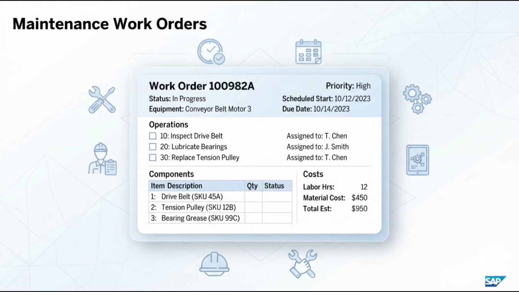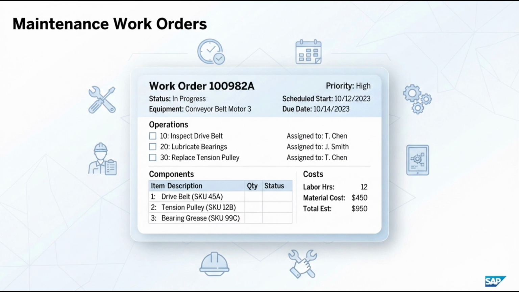Proper use of work orders gives management full visibility of planned versus actual effort and cost. They form the backbone of both corrective and preventive maintenance processes. Learning how to create, change, release, and confirm work orders correctly is one of the most practical skills every SAP PM user must master.